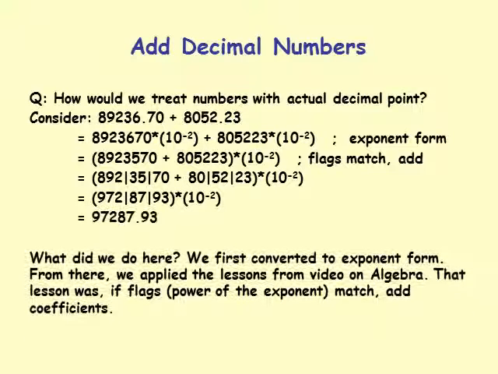That is 97287.93. It's like 97287.93 divided by 100, and when you divide by 100, the decimal point comes in 2 digits to the left of the rightmost digit.